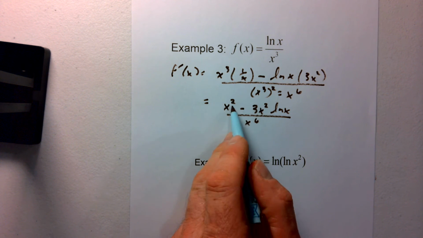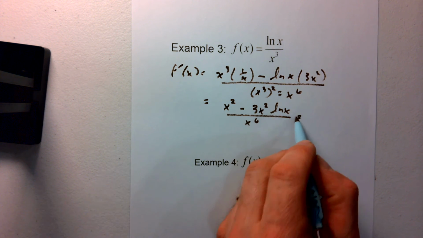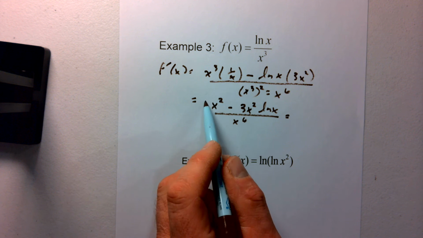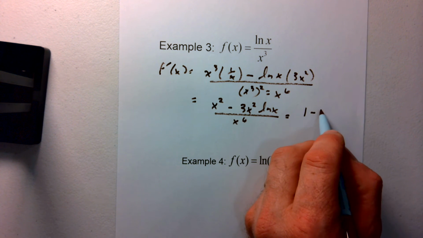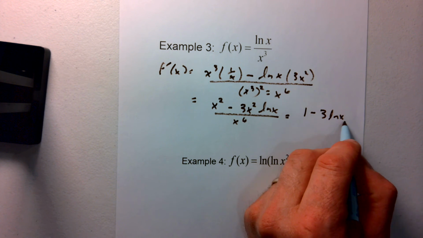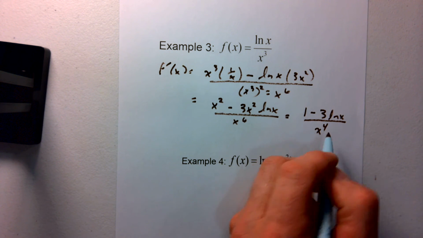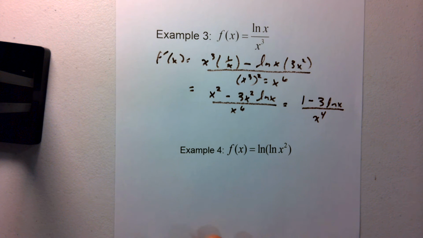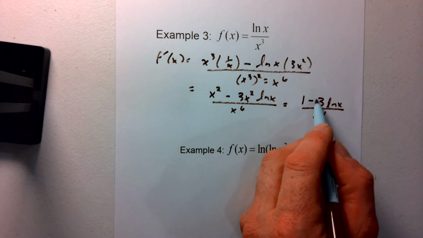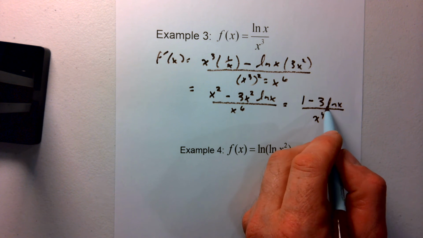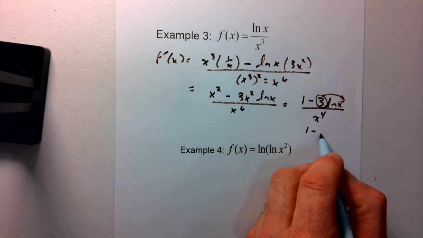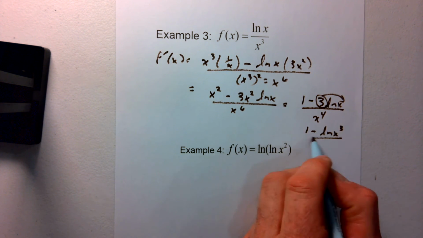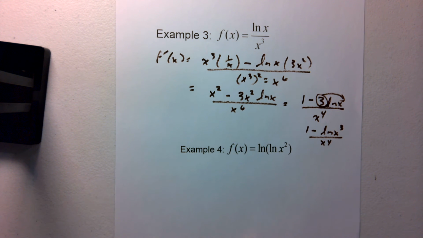Again, each of my terms have x squared in them, so I can go ahead and factor x squared out of the numerator, cancel it with our denominator, and that leaves us with 1 minus 3 natural log of x divided by x to the fourth. And again, since we have this 3 as a coefficient of a natural log, we could see that as an exponent. So 1 minus the natural log of x to the third over x to the fourth.